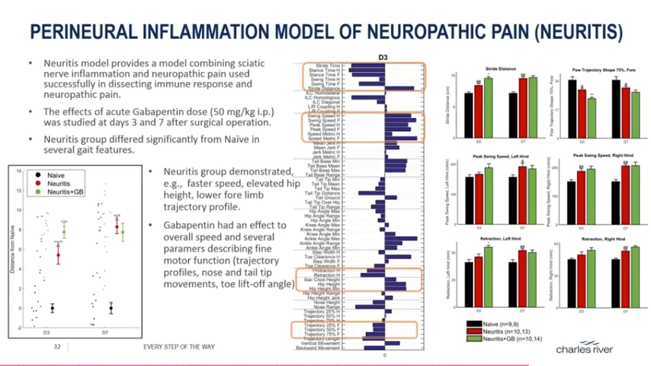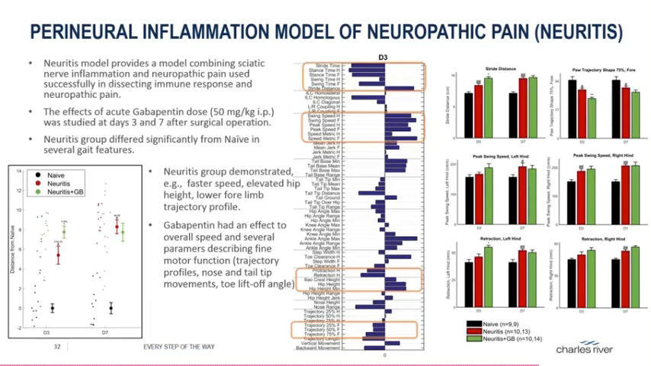In this case, by kinematic analysis, the neuritis group demonstrated, for example, faster speed, elevated hip height, and a lower falling trajectory profile. However, due to the nature of the unilateral model, the left and right side differed in many ways. For example, the peak speed of the hind limb, here in the middle, was increased on day 3 on the right, but not on the left side.